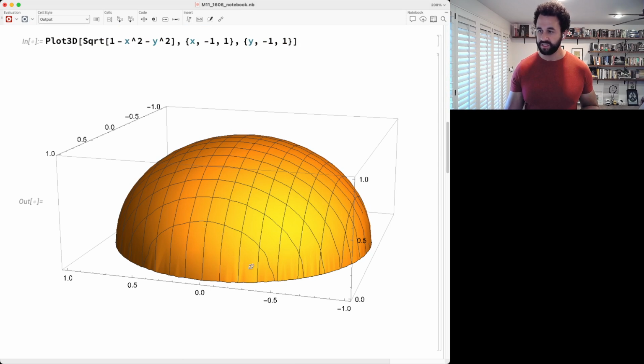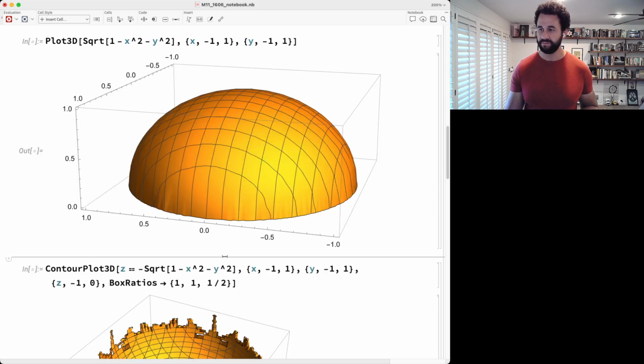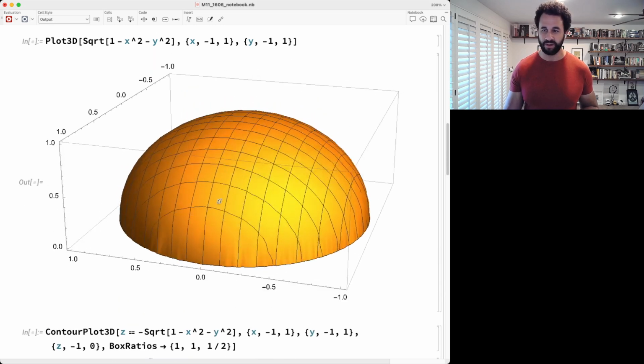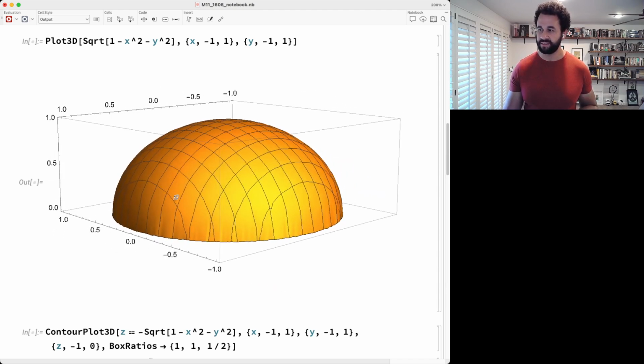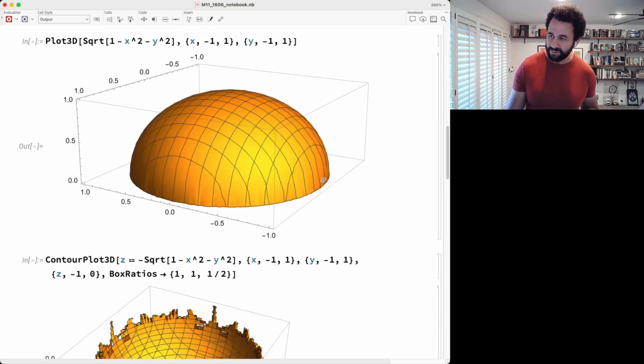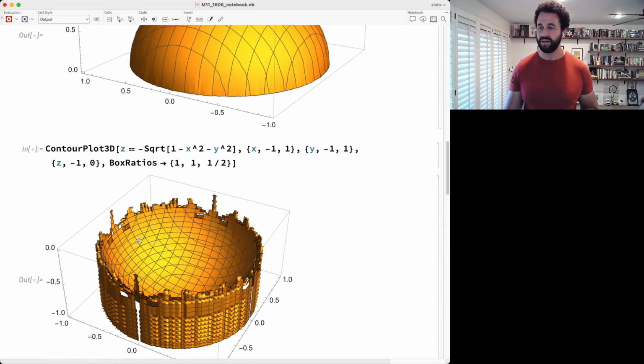But if you look closely, near the edge, you can still see all this rippling, right? Uh-oh. You can see this rippling going on. For the same reason, it's still trying to approximate with planes, and it's having a really hard time when the planes start to get nearly vertical. And then just for fun, I also did the underside.